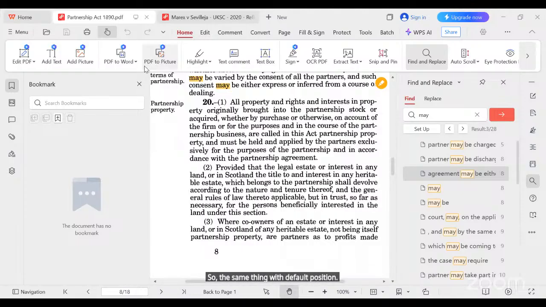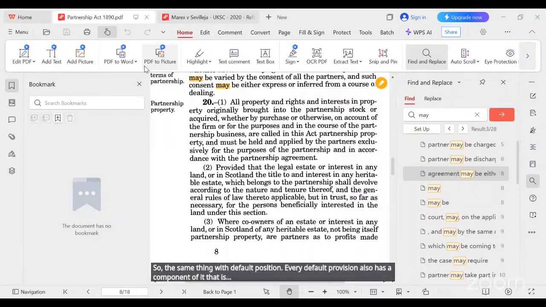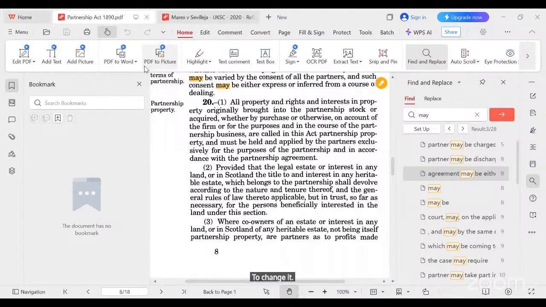Every default provision also has a component that enables the user of that law to change it, to customize it. I'm using your words now. To change, to customize, and what's the third one? To modify. And then I will add one to it: to domesticate. I will add that one so that you can take that away too.